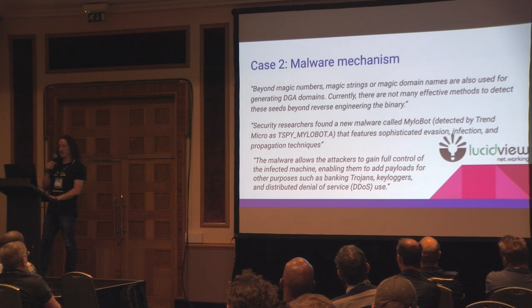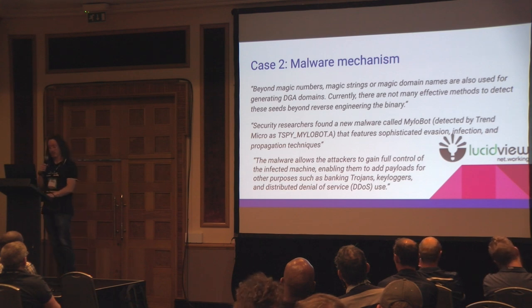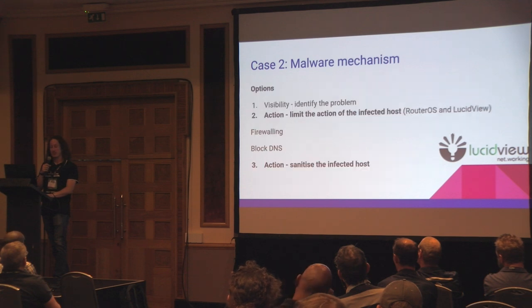And then, obviously, this is the important part. The malware allows the attacker to gain full control of the infected machine, enabling them to add payloads for other purposes, such as banking trojans, which is bad, keyloggers, and distributed denial of service. Now, I'm pretty sure a similar kind of thing is what happened at City Power. And fortunately, our clients that we spotted this at, they haven't been hit by any of this because we are actively busy blocking this. But the problem, once you have so many infected hosts, is sanitizing them.